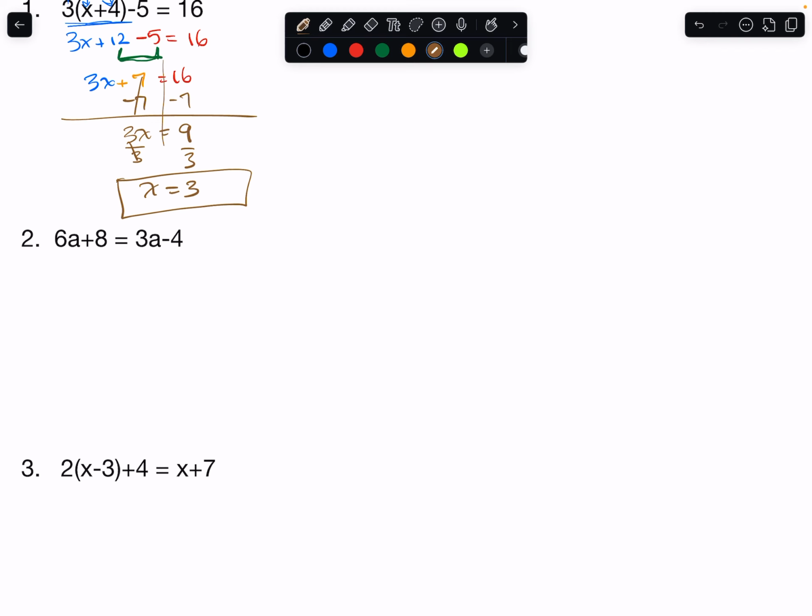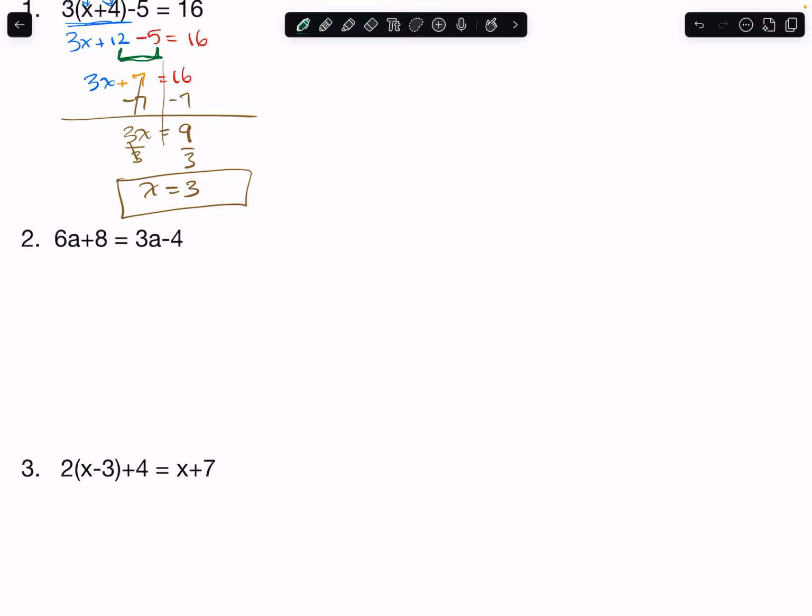Second question is 6a plus 8 equals 3a minus 4. We have two like terms, or two variables that are the same because they are both attached to an a. Even though the number is different, they're both attached to an a. And we see that they're on the opposite side. So what we want to do is move one of those variables to the other side. What I find easier is to keep the bigger number on one side and move the smaller number to the other side.